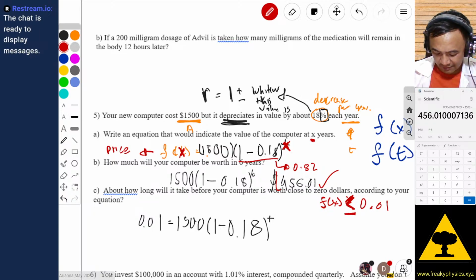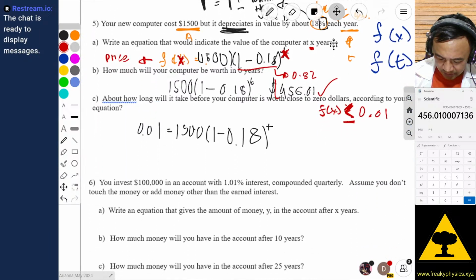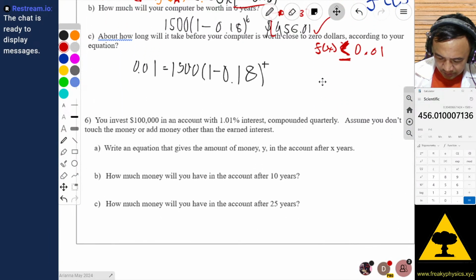Now, how do you find t? You just do logarithms in this case, I think. All right, hold on. Let me scroll up a bit.